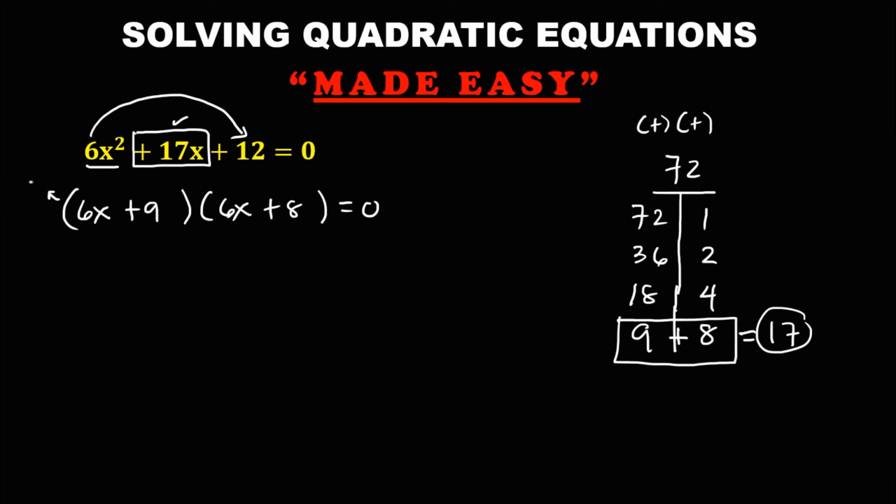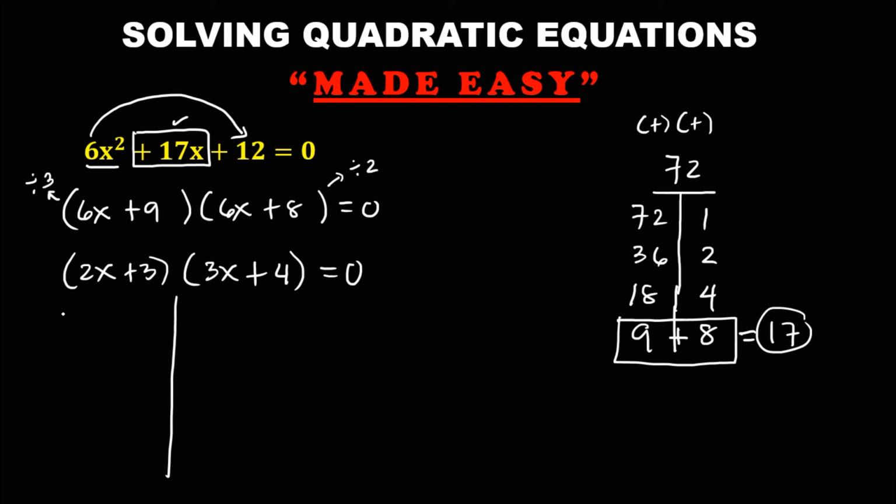Then we need to reduce. Divisible by 3, this is 2x plus 3. Then the other one is divisible by 2. This is 3x plus 4. Then to solve for x, equate to 0. So 2x plus 3 equals 0, and 3x plus 4 equals 0.